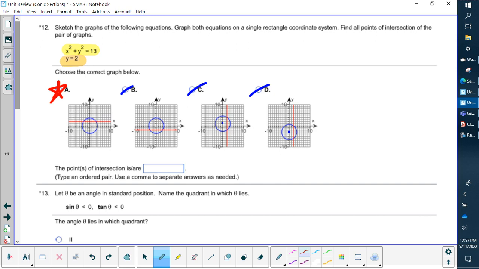Now, where are the intersection points? Now, this is not very clean. Even if I blew this up, it'd be hard to see.